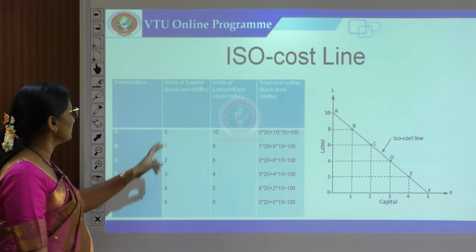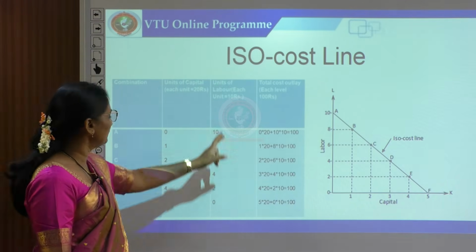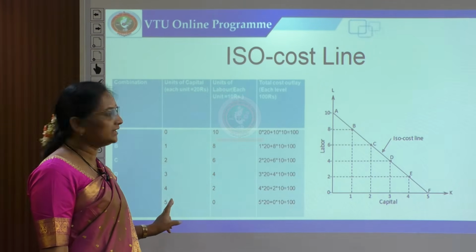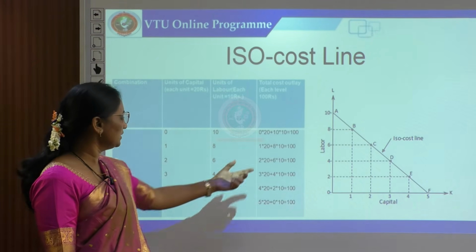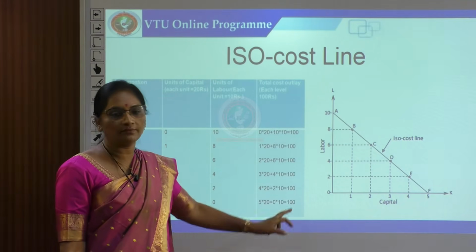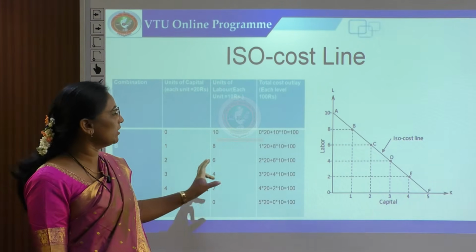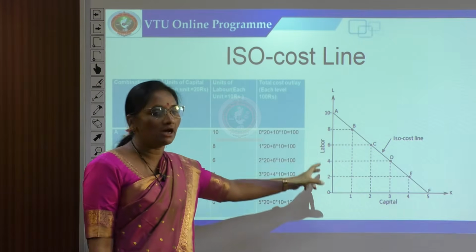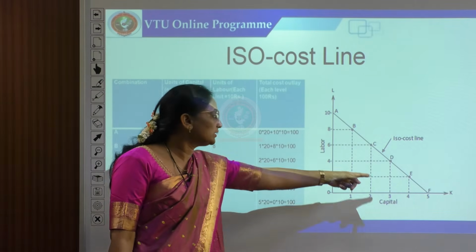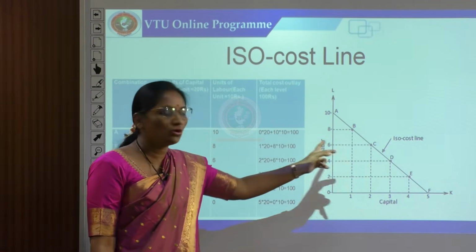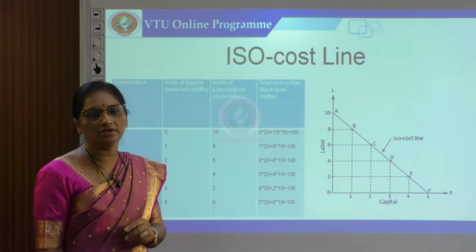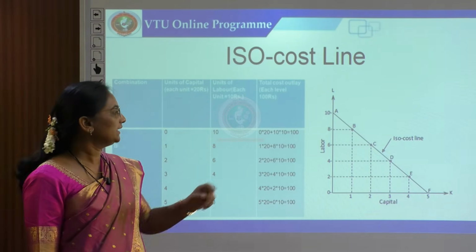Likewise, all the combinations, different units of capital and different units of labor, here we are increasing the capital units and decreasing the labor units. When we calculate the price of each one, we are getting the same level of the output. When we put all the points together in the graph, we can get the ISO cost line A, B, C, D, E, F. All the combinations are producing the same level of the output.